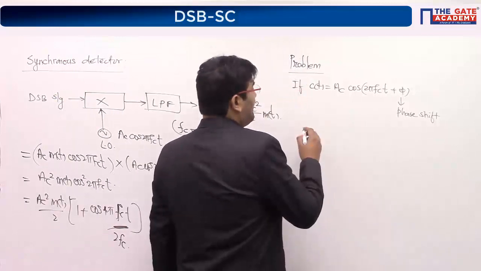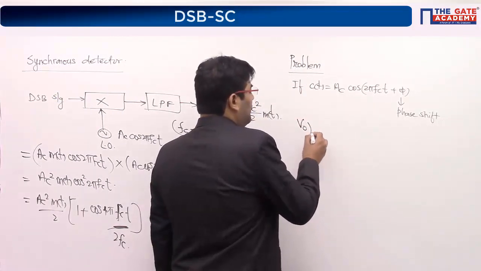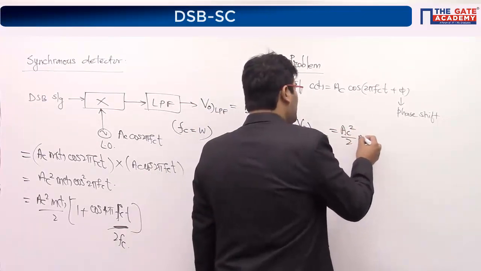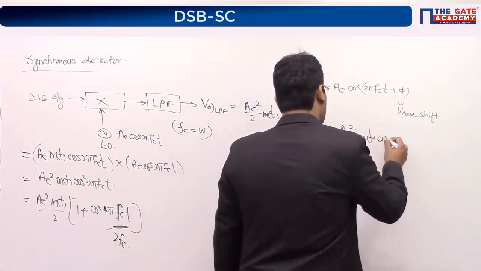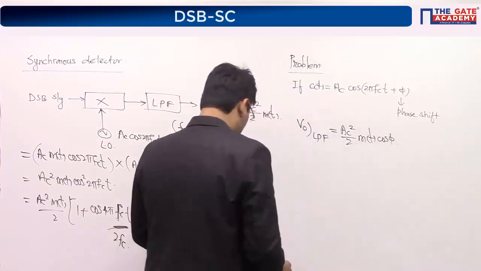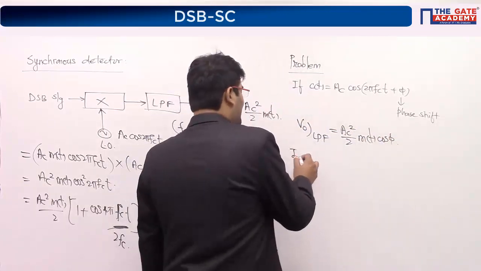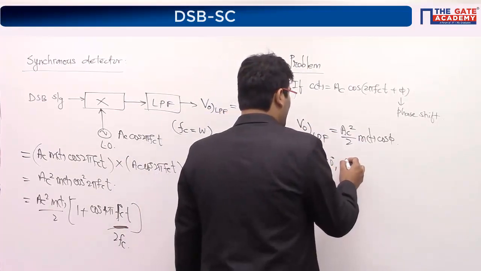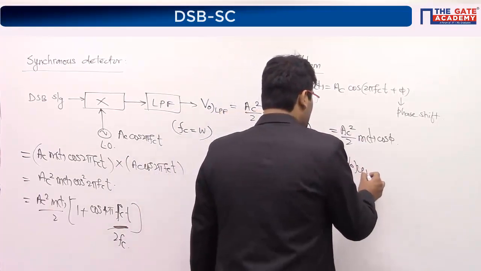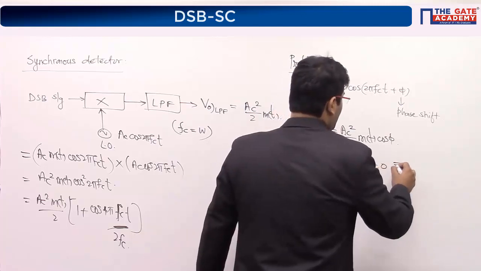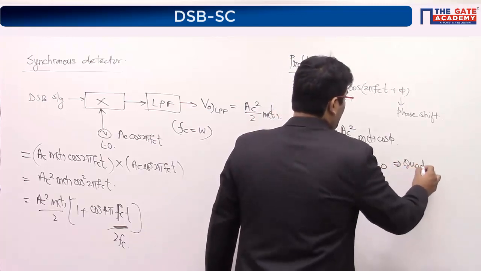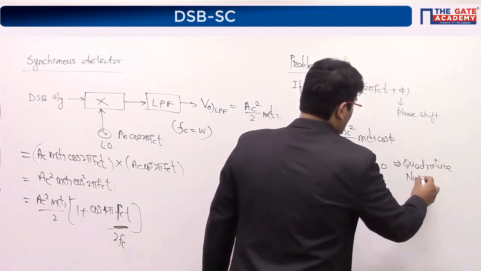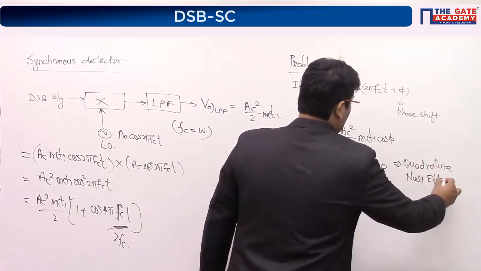But in case it has a phase shift, then the output of the low pass filter changes to Ac square by 2 m(t) cos phi, and you know all that. If phi is equal to 90 degrees, then there is no modulation. The output will be 0, and it is known as the quadrature null effect in DSB. Same funda, guys. Quadrature null effect.